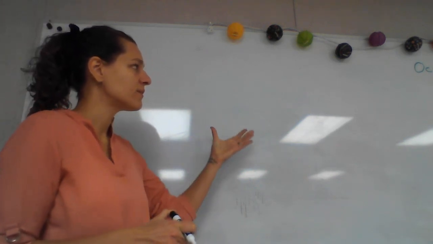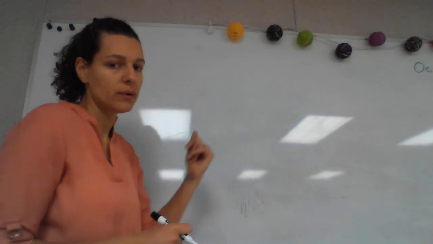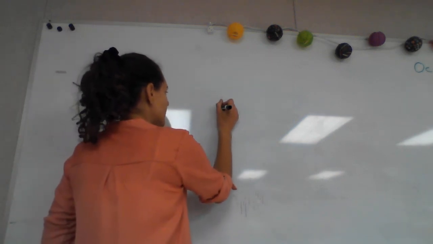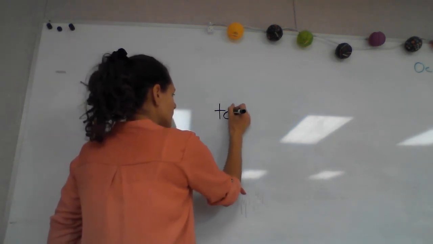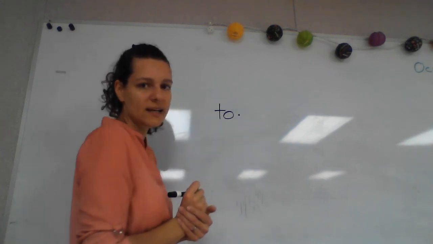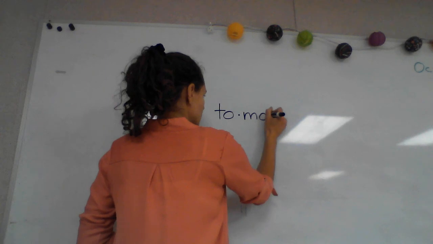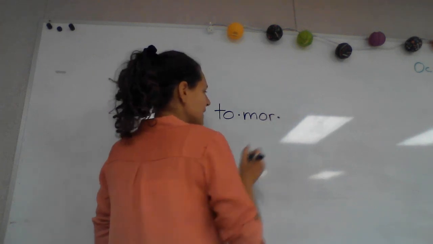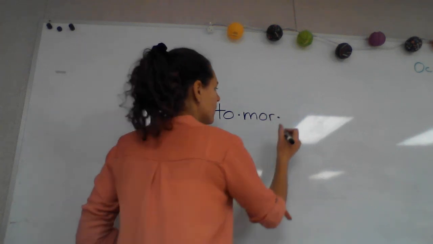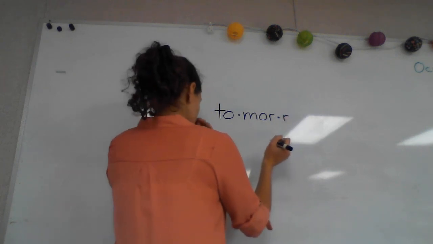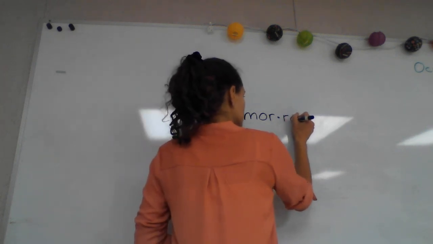All right, class, what's our first syllable in tomorrow? Good, to, and which oo do I use? Good, o, oo. What's the next syllable? Good, mar. What's the next syllable? Good, row. And which O do I use? Good, ow, O.